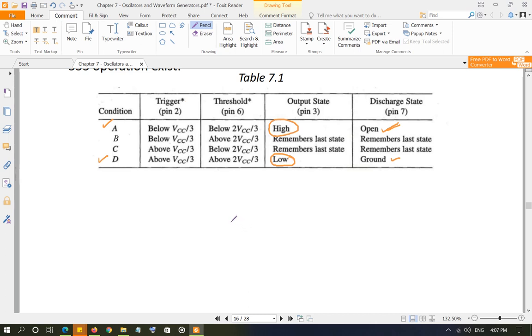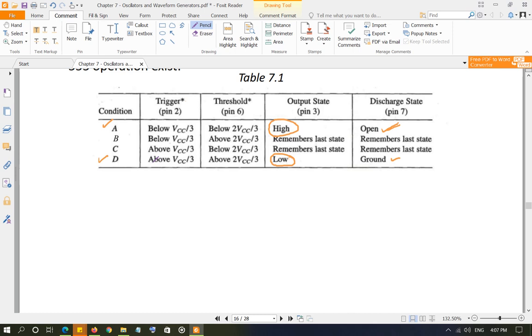Okay. So now what's going to happen? As it is charging and going towards VCC, you can see the dotted line going towards VCC, which is a steady state. As soon as it hits 2 VCC by 3 and becomes a little bit larger than that, what's going to happen? Let's go back to this.